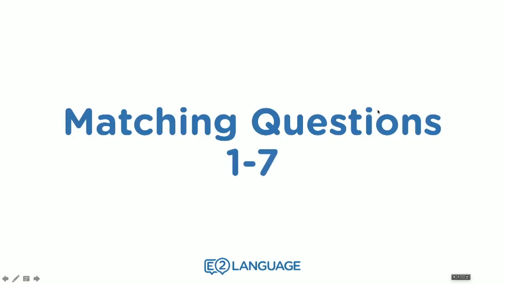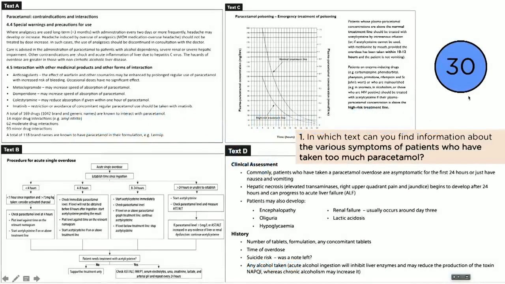Okay, here we go. We're going to do the matching questions now. Now, just before we begin, if you're on your phone watching this, you're going to struggle to see the text because I'm going to have all 4 texts on the screen. It's going to be tiny. You probably need to watch this on your laptop or computer, okay? So you might have to transition from your phone. Here we go.